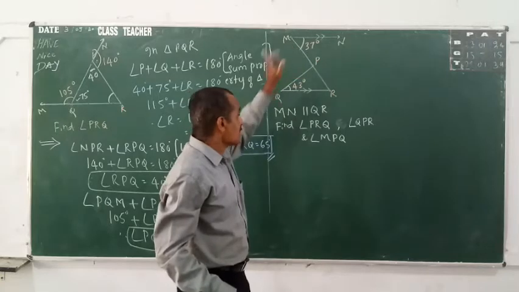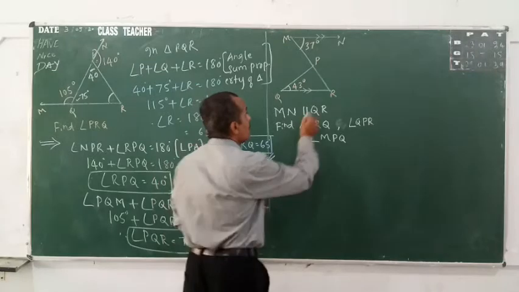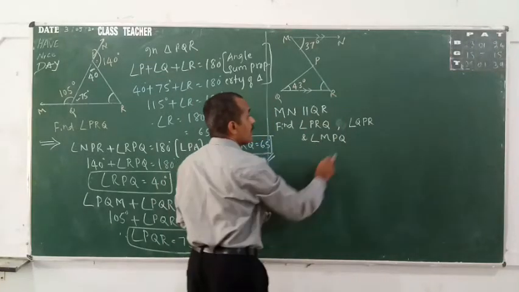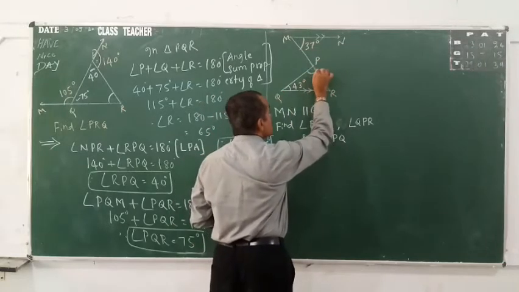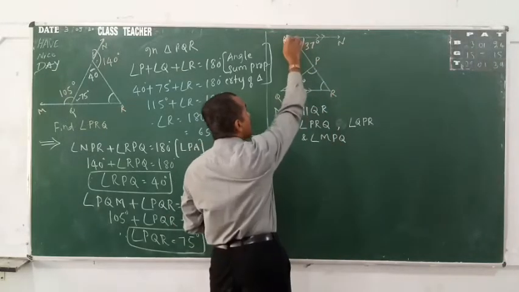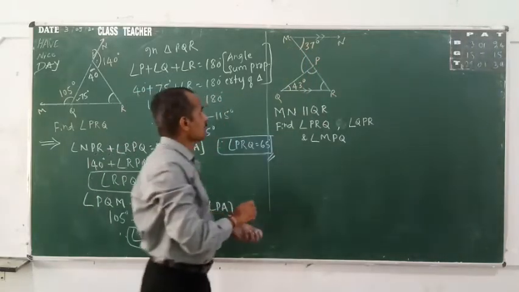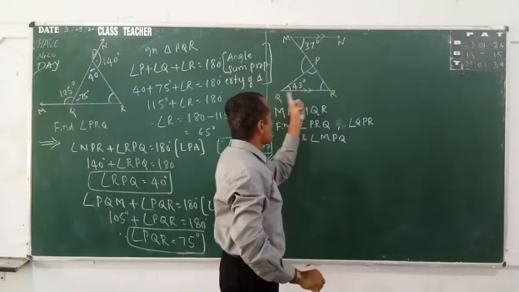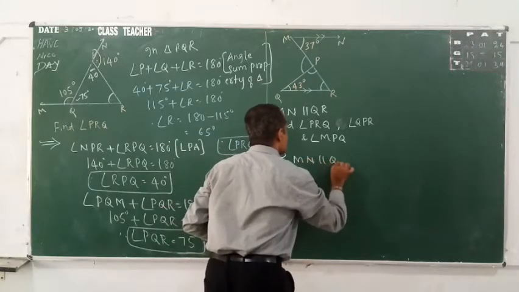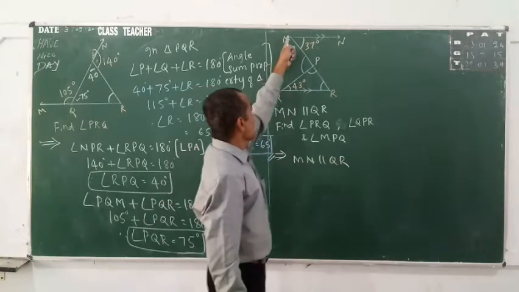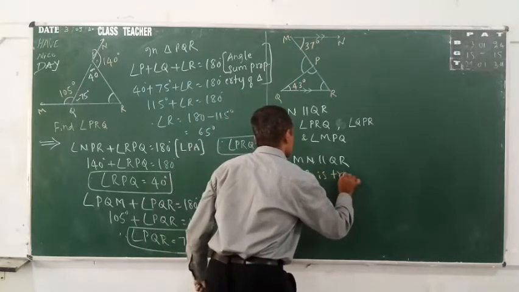Okay, then let's apply the example. What do they ask you? What are the different angles they ask? They ask you to find angle PRQ. This angle has to be found. QPR. Where is QPR? This angle has to be found. MPQ. This angle has to be found. Very simple. How to start? See. MN is parallel to QR. I will start the solution from here. MN is parallel to QR and MR is a transversal.